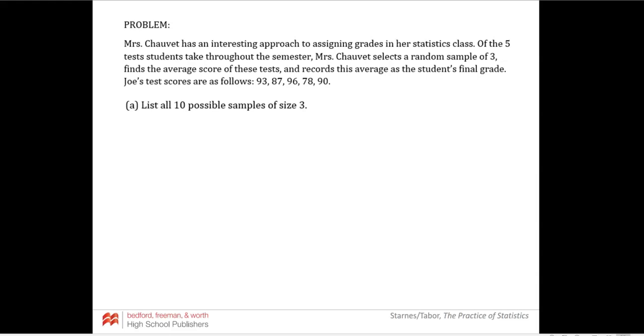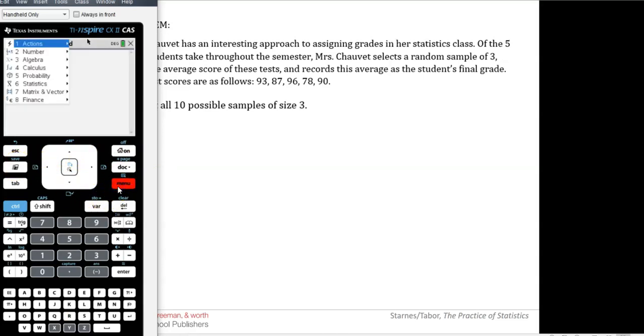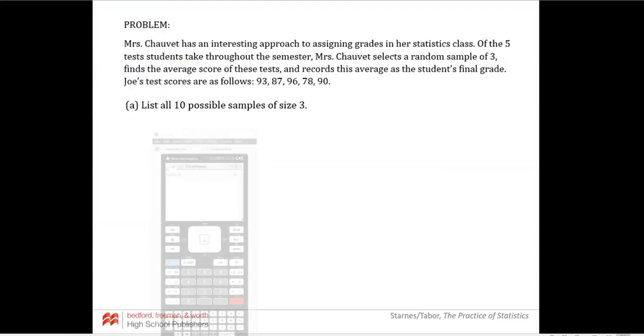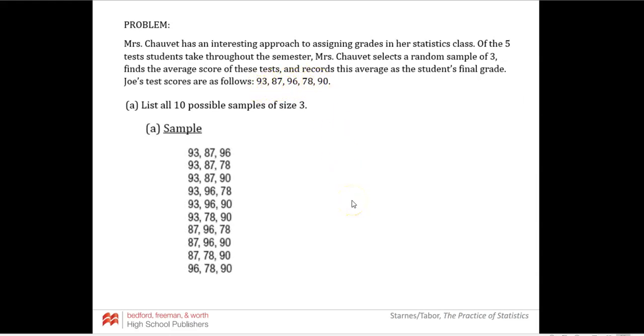List all 10 possible samples of size 3. Like we did before, I'm just going to see why there are 10. If I went to menu, probability, combinations, and I did 5, because there's 5 different things, choose 3, there are 10 possible options. You could start thinking about those 10, like 93 and 87 can be paired with 96, 93 and 87 can be paired with 78, 93 and 87 can be paired with 90. And pretty soon you can write them all down. Just try to be systematic when you do that and write them all down.